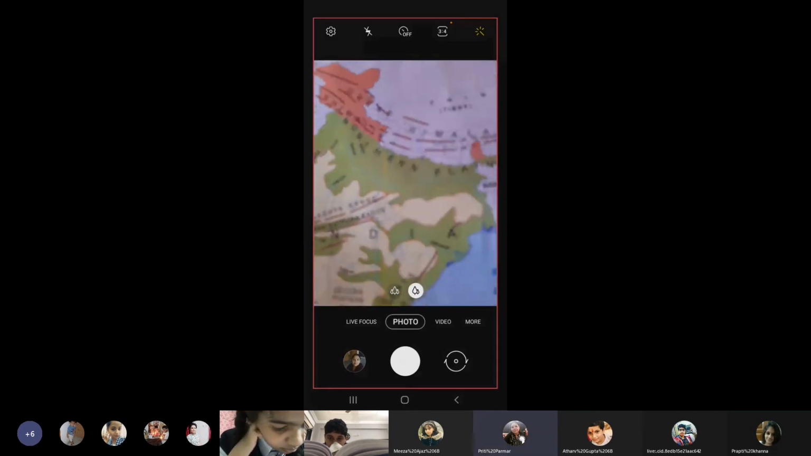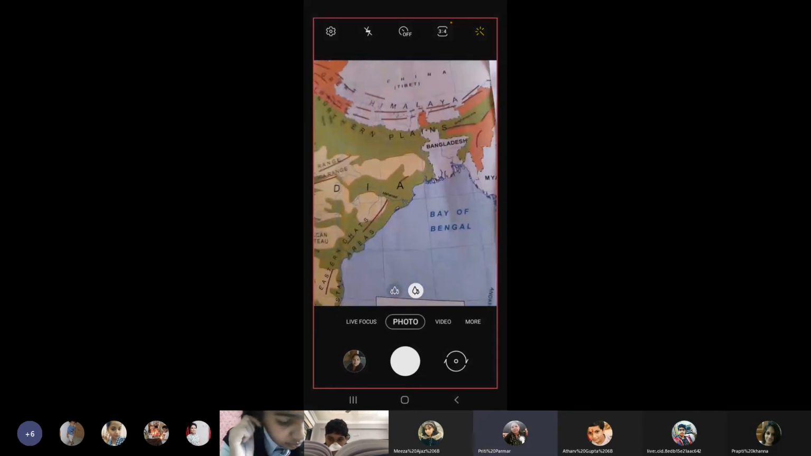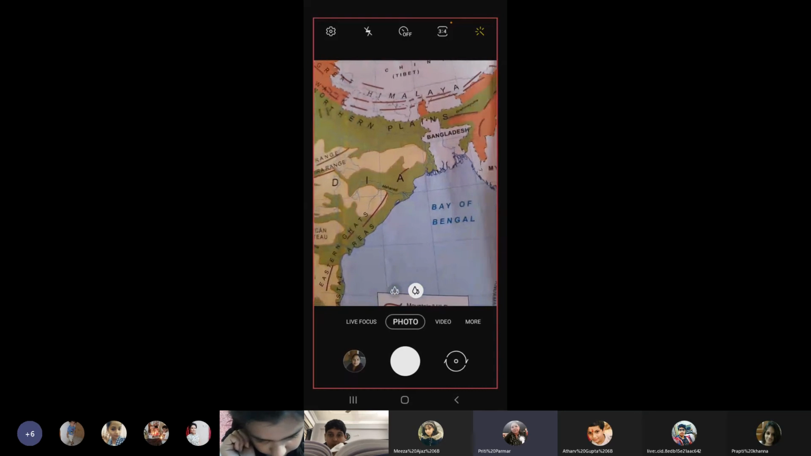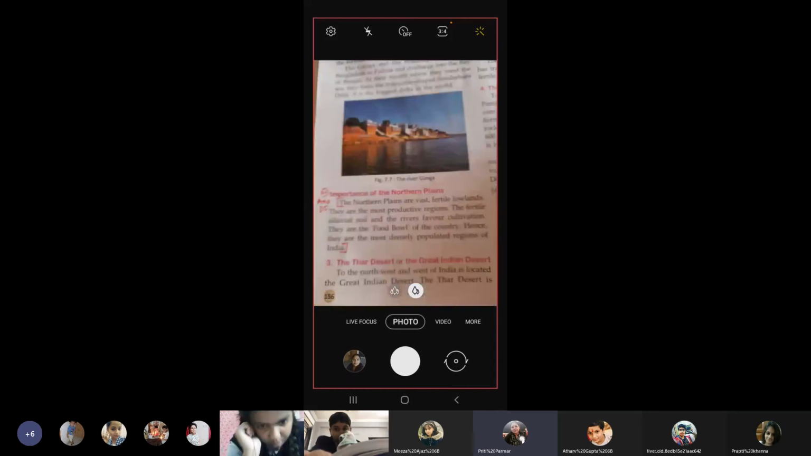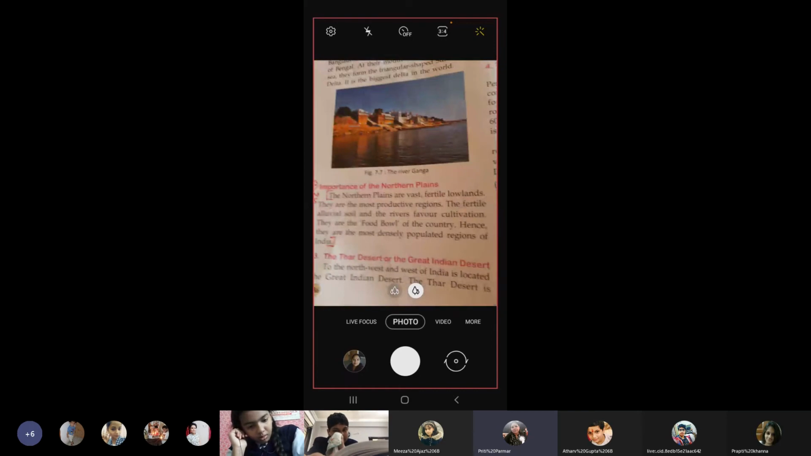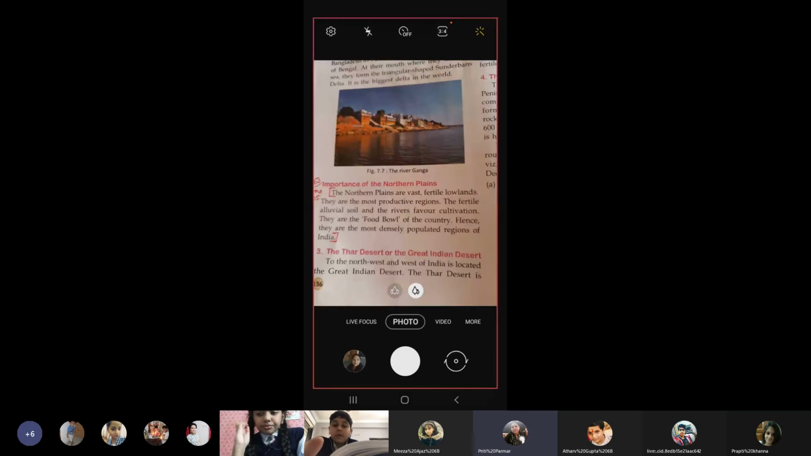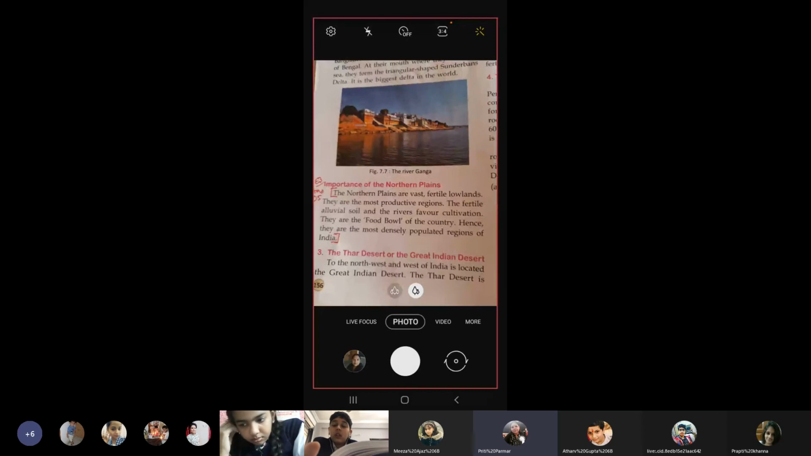These are the biggest deltas in the world. Okay, now importance of the northern plains. Let us see the importance of the northern plains. The northern plains are vast, fertile lowlands. They are the most productive regions.